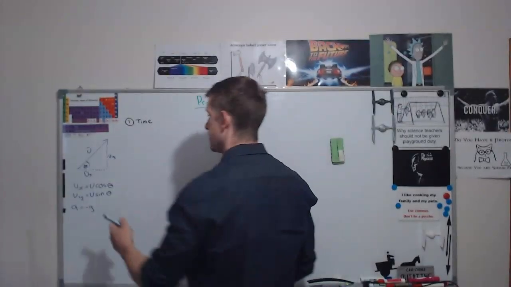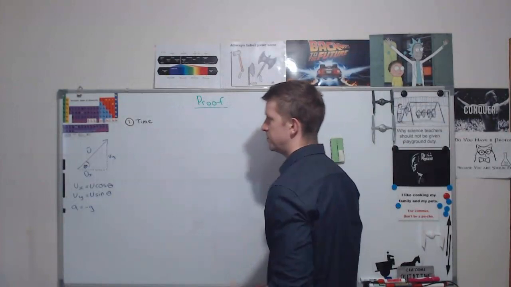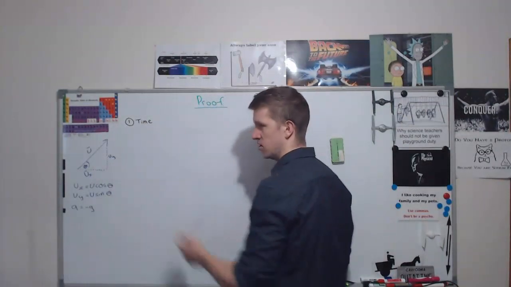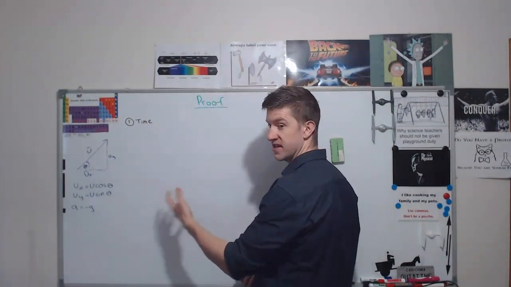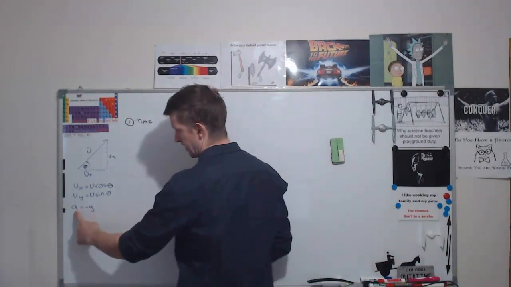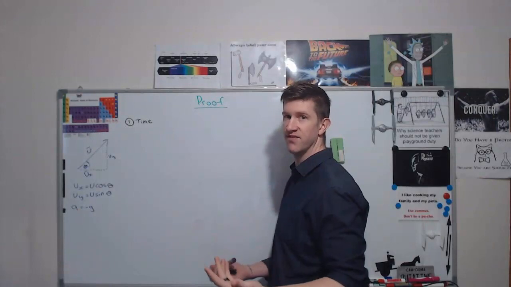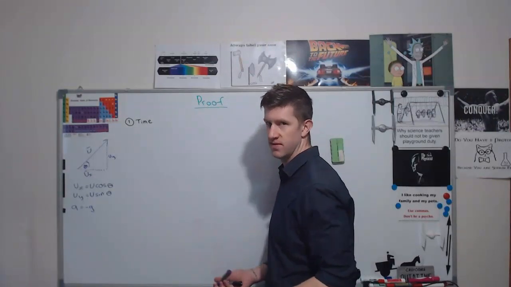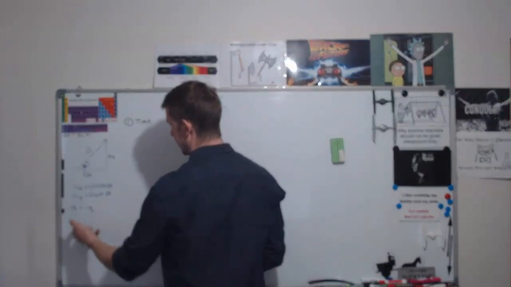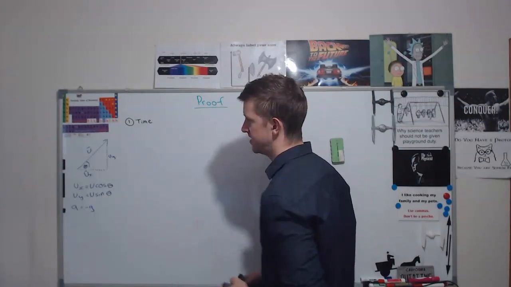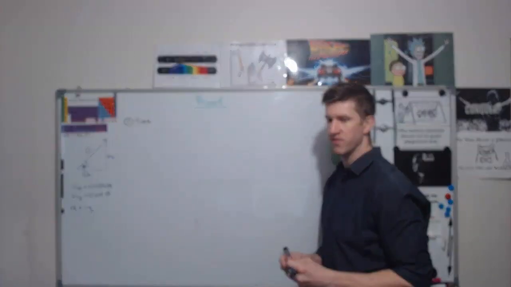The other thing to consider is that acceleration only acts in the y direction, because we assume there is no air resistance. Acceleration, therefore, is just minus g because it's pulling downwards. So I define the direction down as negative, so a is negative g. The first thing we want to consider in this proof is the time of flight.